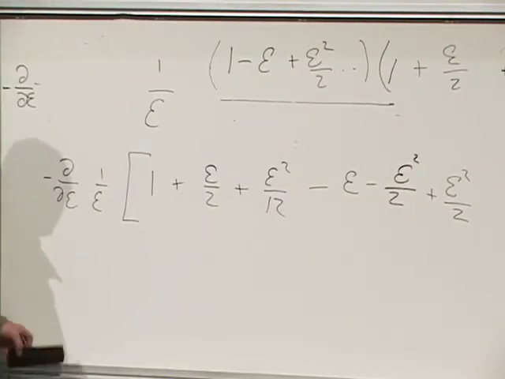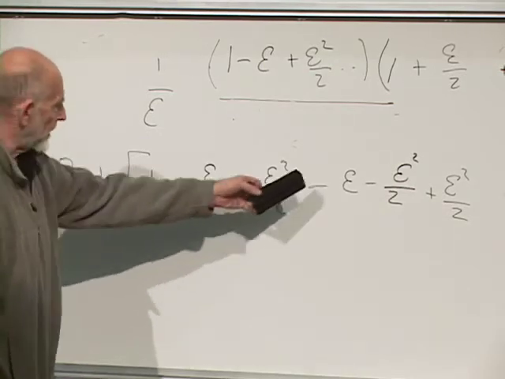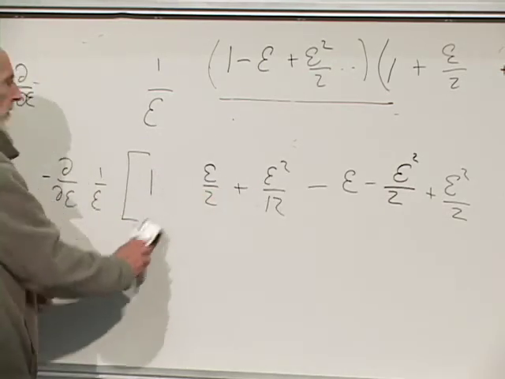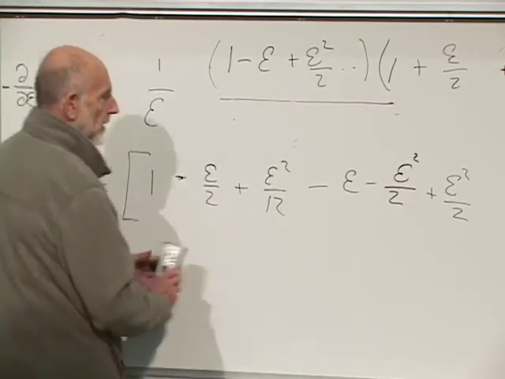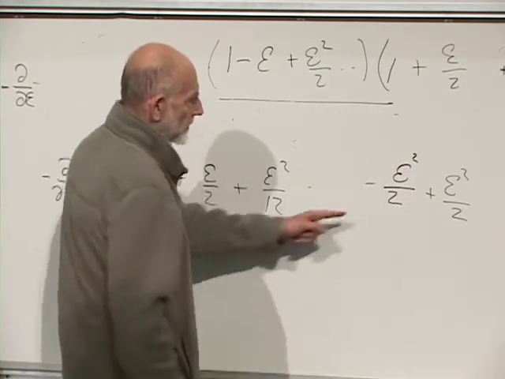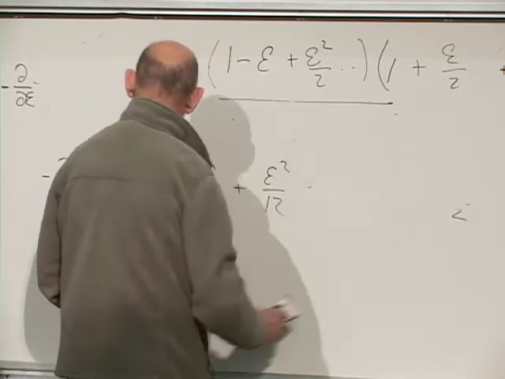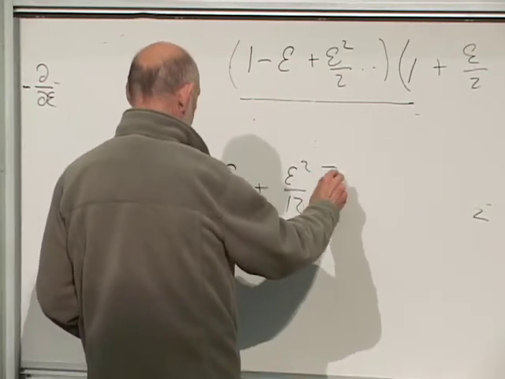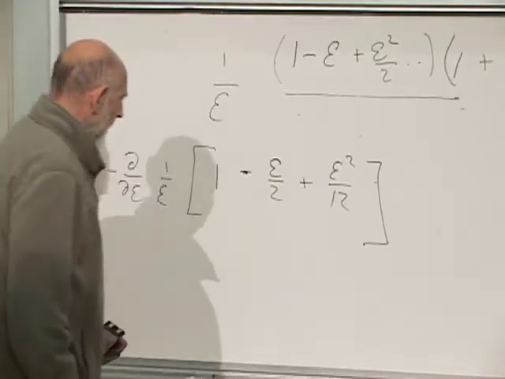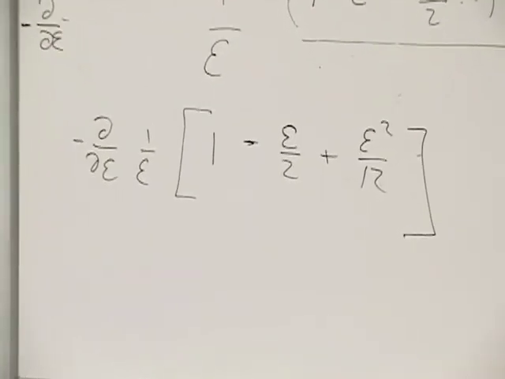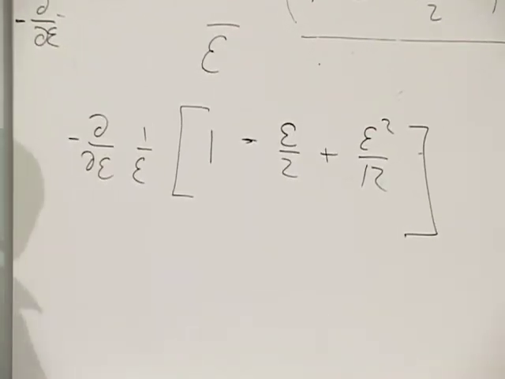Okay, now, epsilon over 2 minus epsilon, that's minus epsilon over 2. We get rid of this. And these two cancel. So there's our formula right there. As we'll see, anything of higher order is not going to be interesting to us.